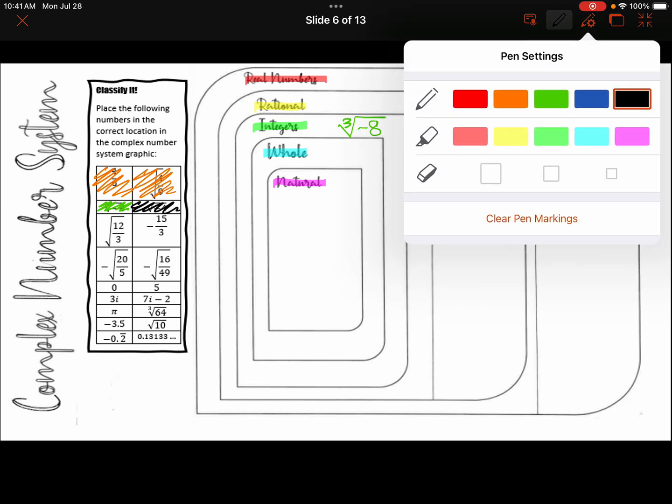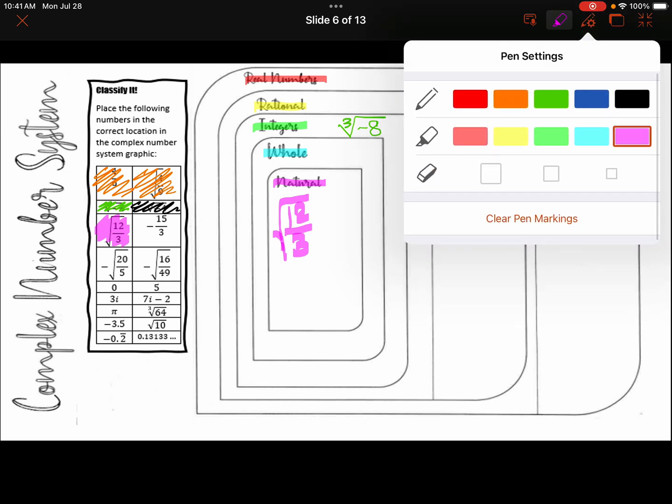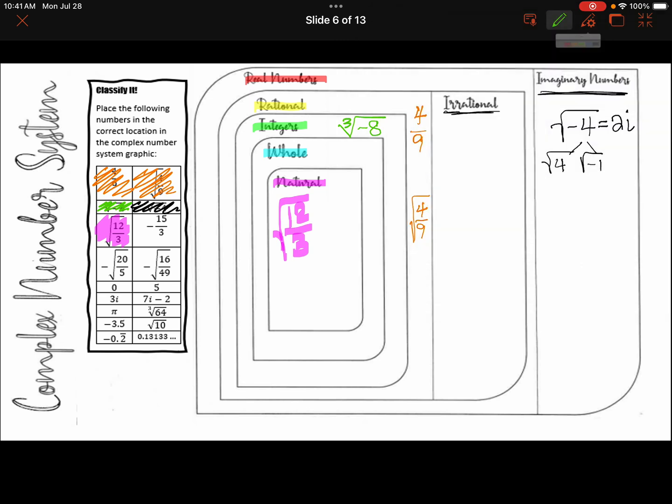Let's look at the next one. The square root of 12/3. Well, 12 over 3 becomes 4. The square root of 4 is 2. That is a counting number. So it's going to go into natural. -15 divided by 3 is -5. So it's going to go in the integers.